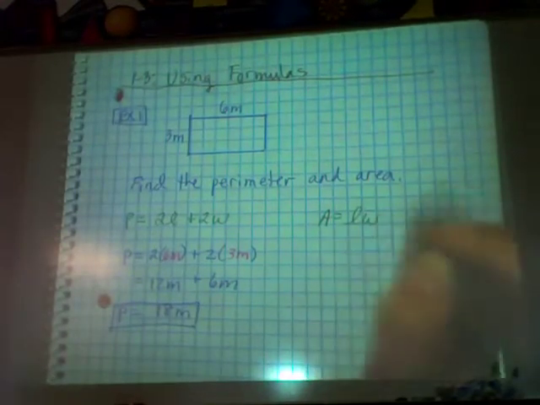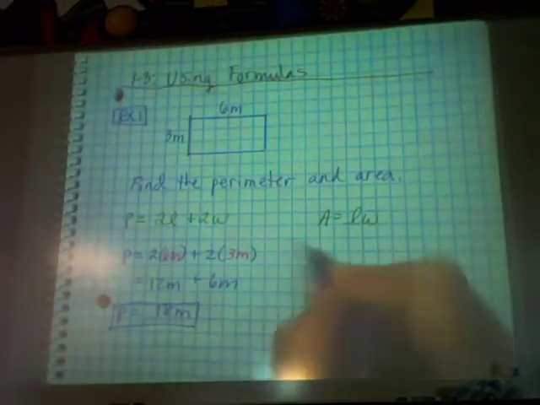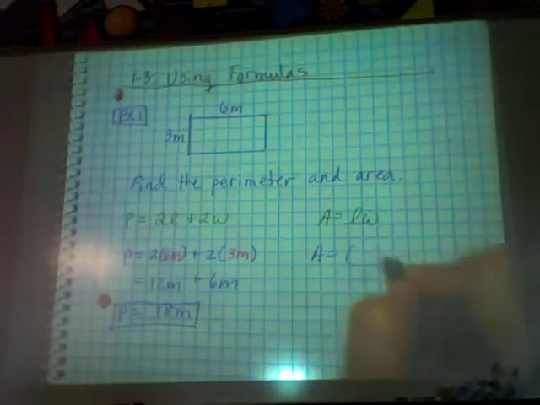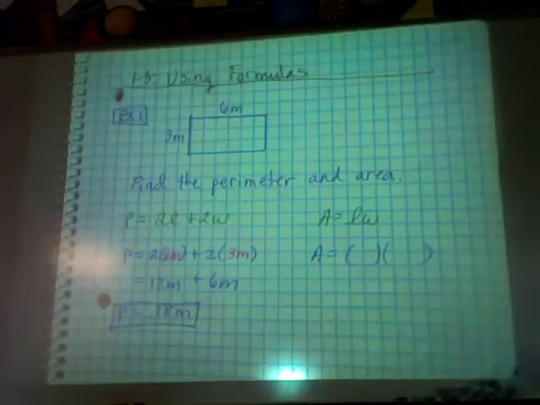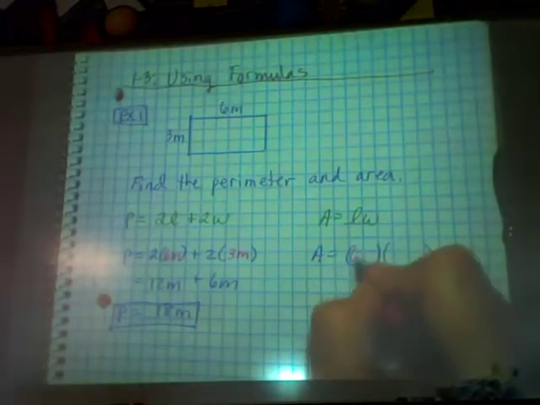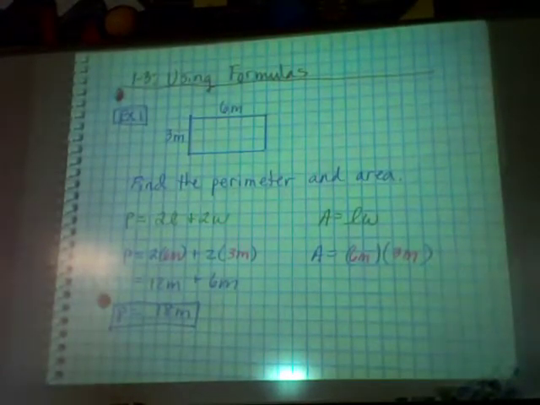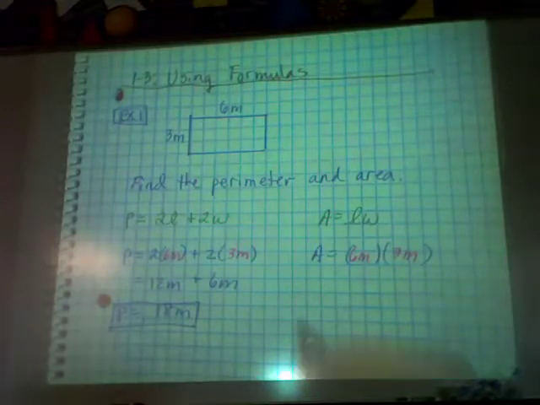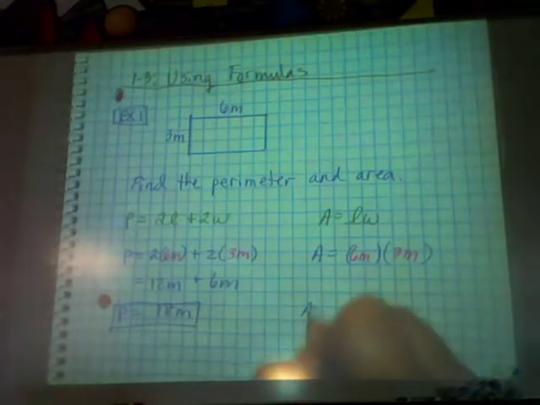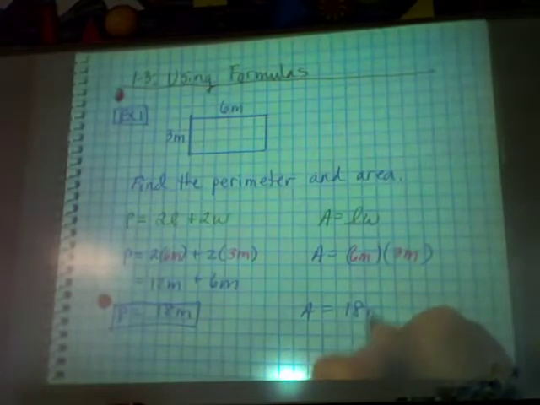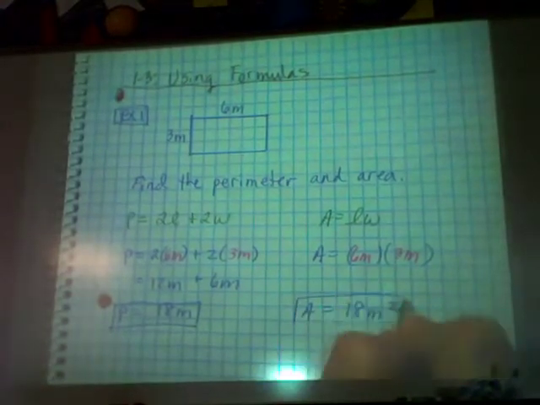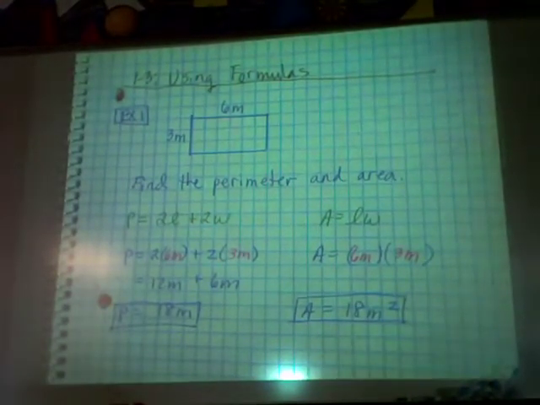What's our area formula? Length times width. And so plug into that what you know and let your algebra do the rest. So my length is my 6 meters. My width is my 3 meters. What's meters times meters? So you don't have to remember it. So we have area is equal to 18 meters squared. So you can have some various problems where you're doing that.